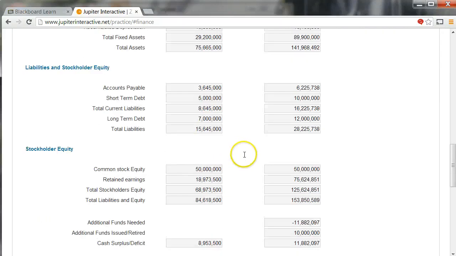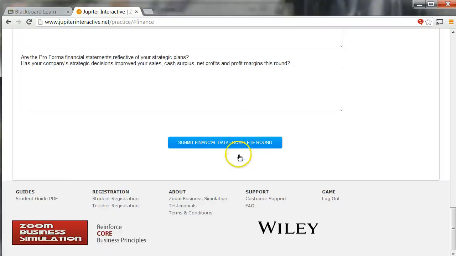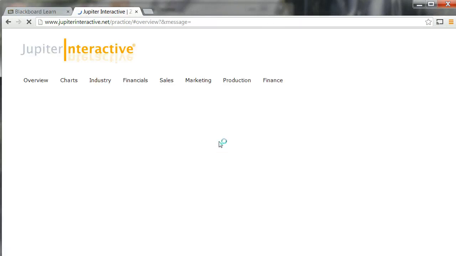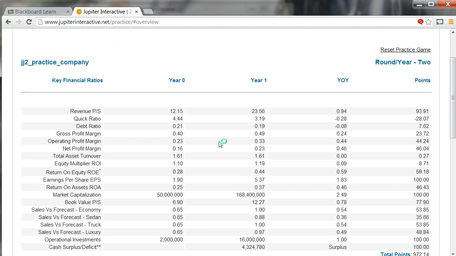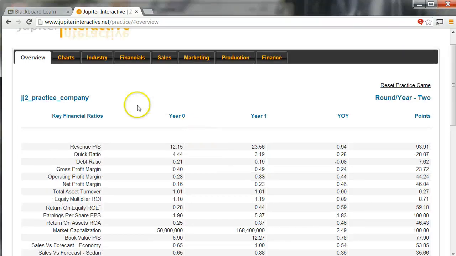Okay. Once I am done with the finance, I'm going to submit the round. In the individual practice, it automatically calculates for me. In the team competition, you're going to have to wait until I process the round when everybody's done, because in the team competition area, we're not competing against computer players, we're competing against each other. Fun, right? Okay, so now what happened?